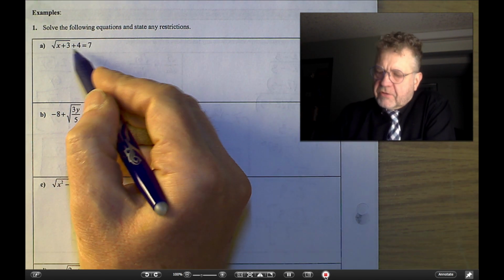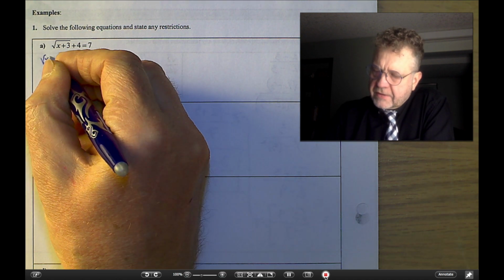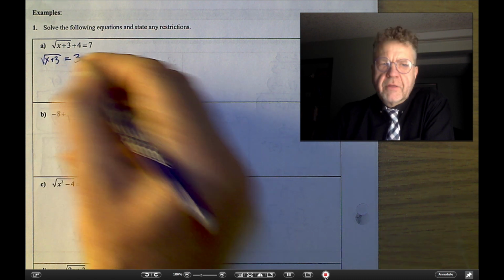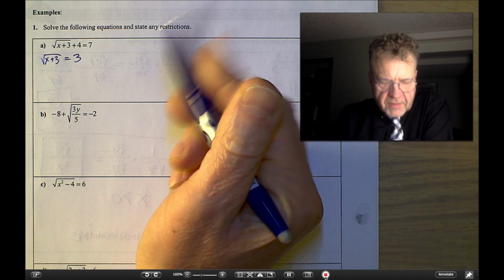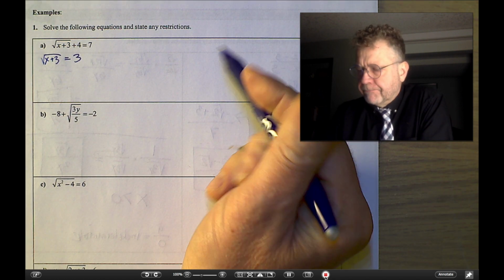Well, first thing I'm going to do is move the 4 over, so I get square root of x plus 3 is going to be equal to 3. There is a value for x that makes this all work out, and that's what we have to determine, okay?